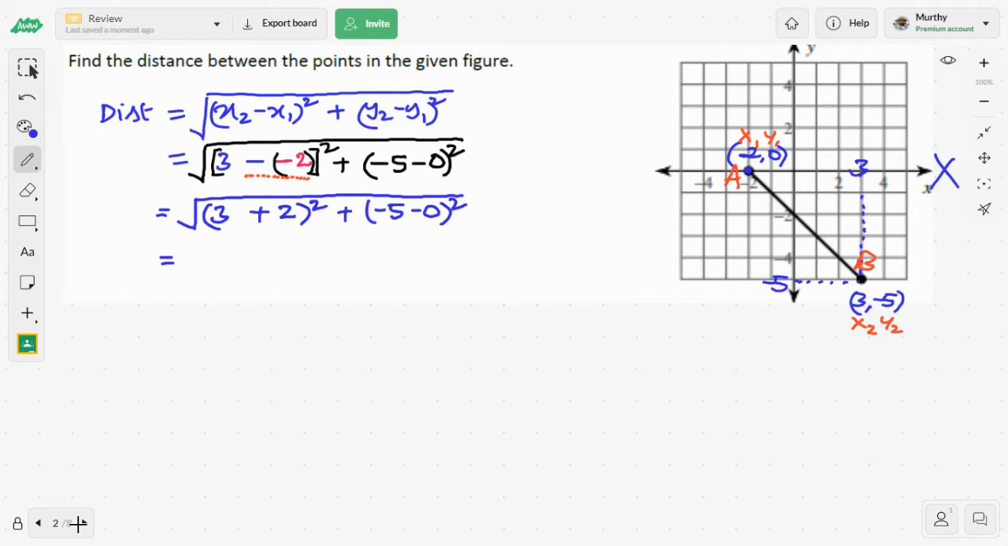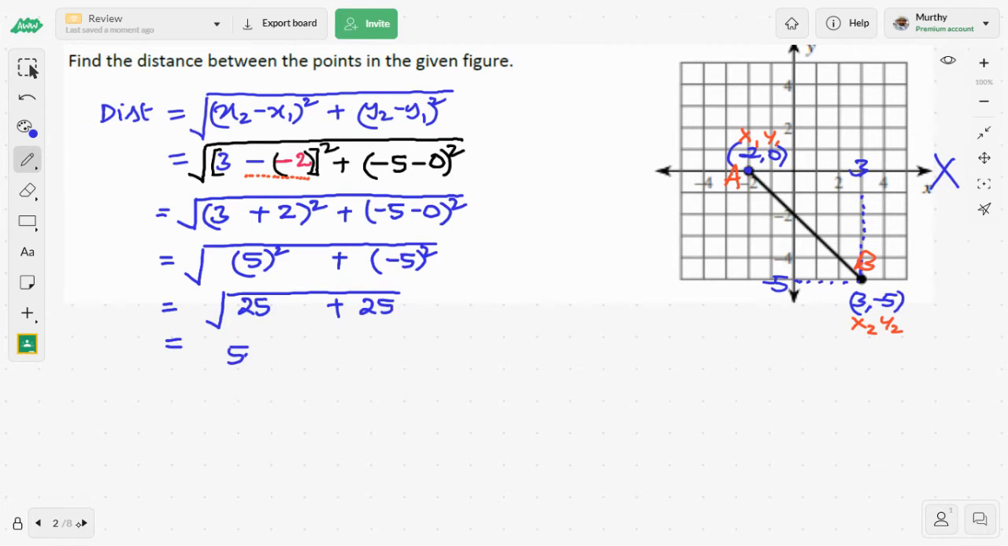So 3 plus 2, that gives me 5 square, plus negative 5 take away 0, that gives me negative 5 square. So 5 square gives me 25. Then 5 square gives me 25. So 25 plus 25 gives me 50.